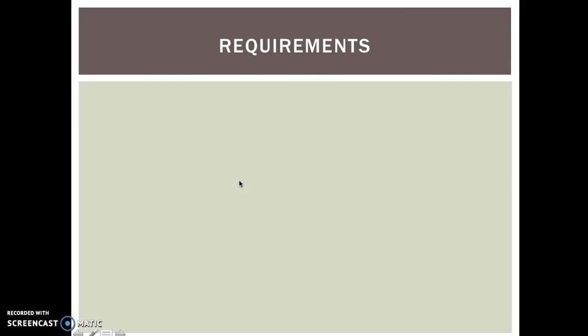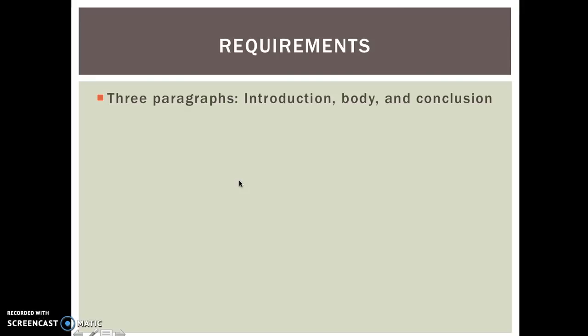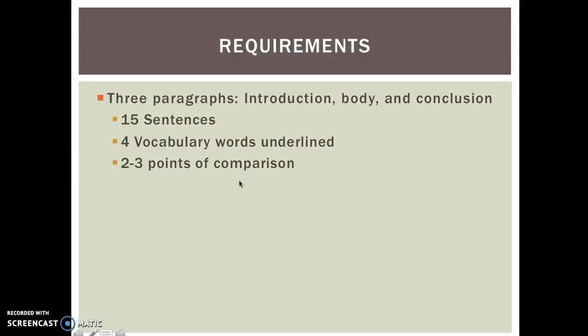Okay, so just to remember, you need to write 3 paragraphs. Some of you only wrote a body paragraph, and that's not enough. You need to make the introduction and the conclusion. So 15 sentences, 4 vocabulary words underlined. You can talk about 2 or 3 points of comparison.